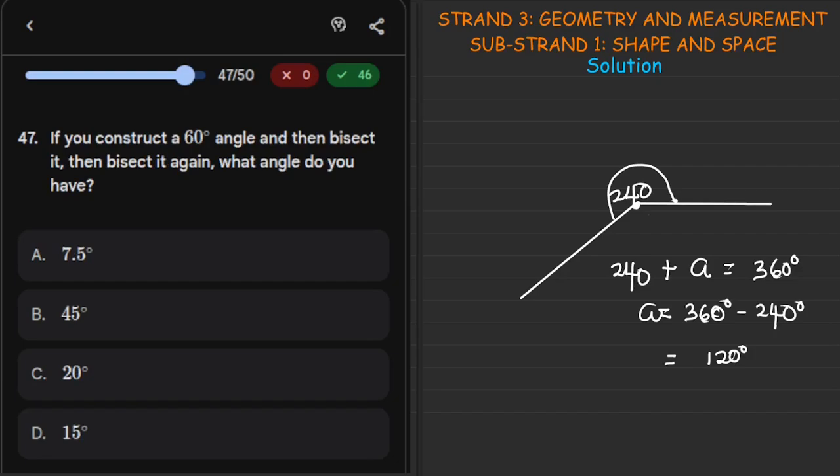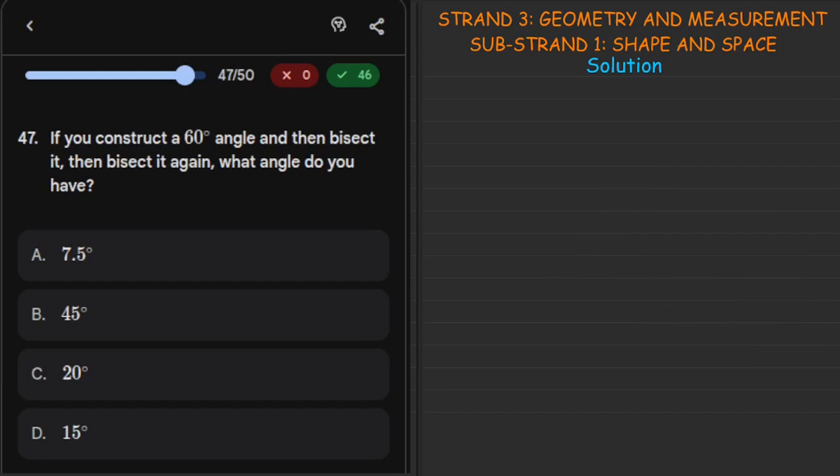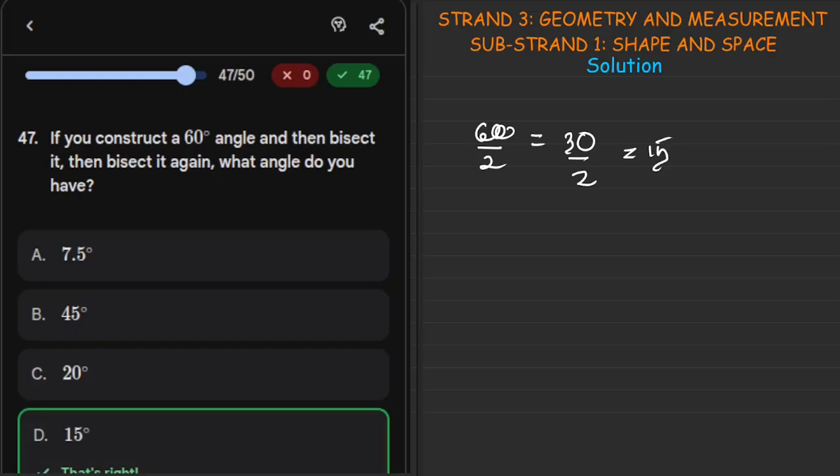Question number 47. 47 says, if you construct a 60-degree angle and then you bisect it. So first of all, if you construct 60 and we bisect it, we are going to get 30 degrees. Now it says when we bisect it again, so we are going to bisect this again, and that is going to give us what? 15. So if you construct 60 and bisect again, we'll be getting a 15-degree angle.